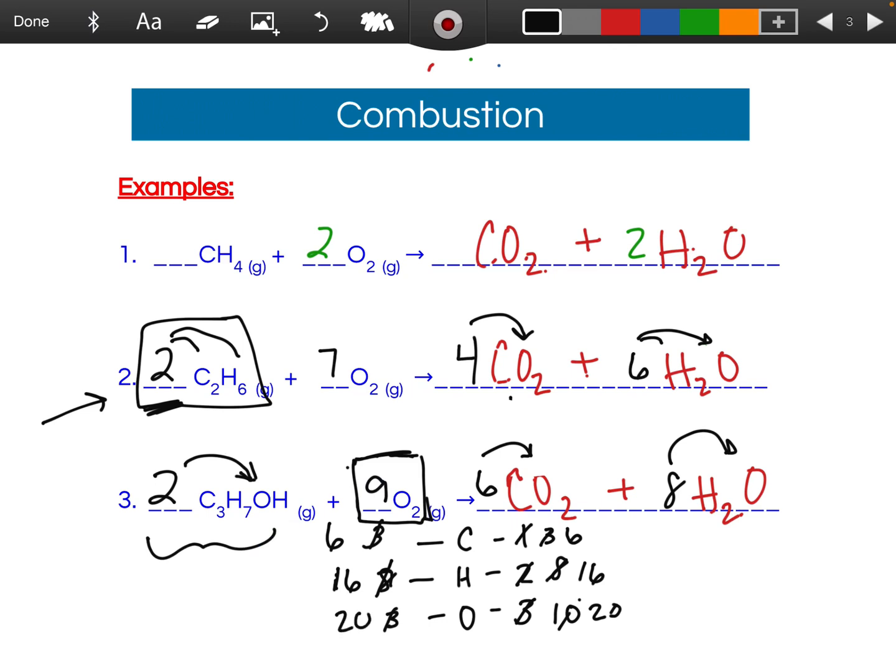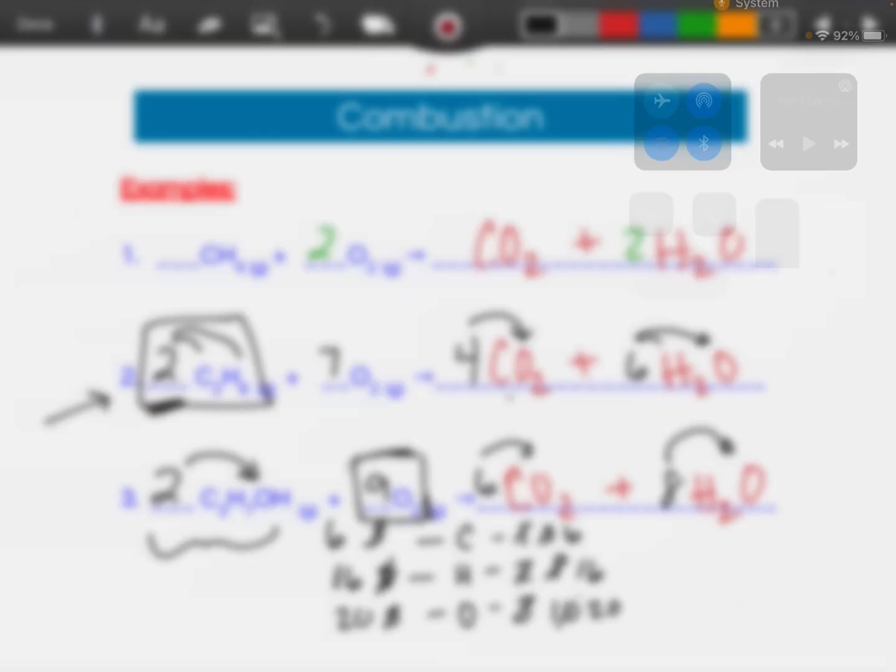Whew. So like I said, these can be a little tricky to balance, but predicting the products part is easy. So let me know what questions you have. You guys are doing a great job.